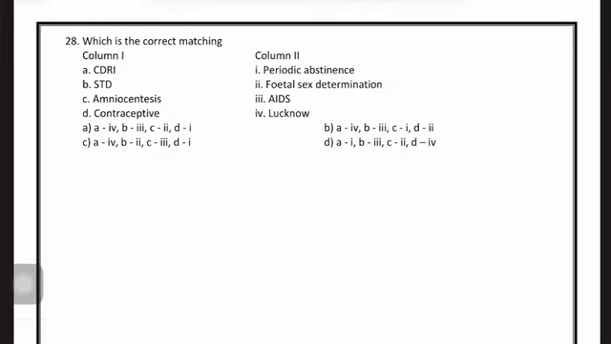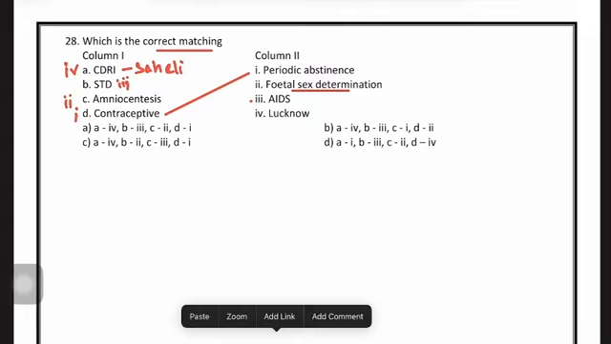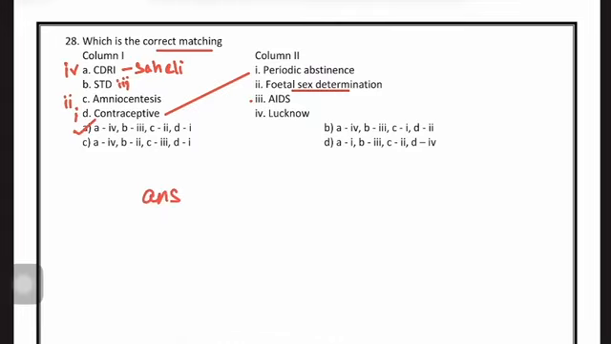Coming to 28th question. We have to do the correct matching. CDRI is the institute which formed the drug Saheli, and it is placed at Lucknow. So A goes with 4. B, STD, sexually transmitted disease, AIDS. So B is 3. Amniocentesis is a technique that can reveal the fetal sex. So answer is 2. And D, contraceptive, periodic abstinence. It's a natural method of contraception. So D goes with 1. We'll look for an option which says A, 4, B, 3, C, 2, and D, 1. So answer is option A.